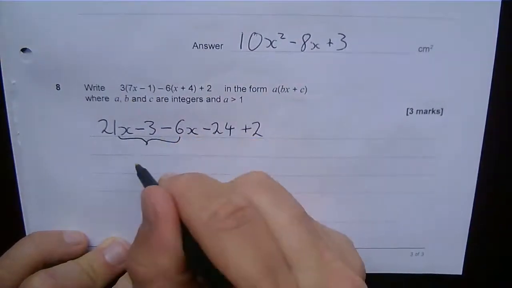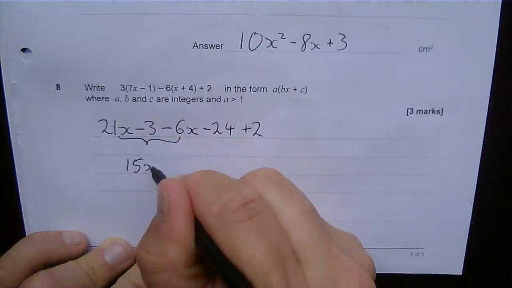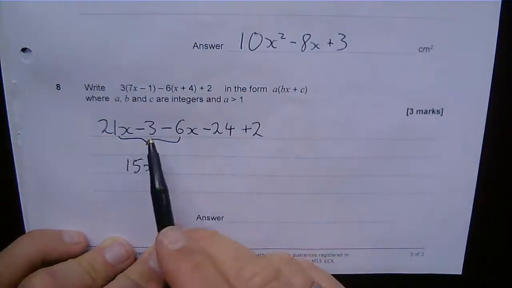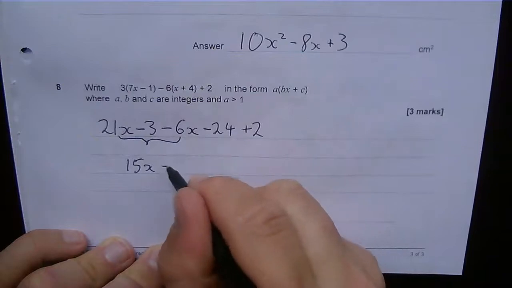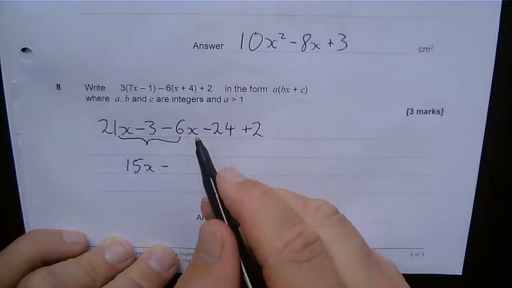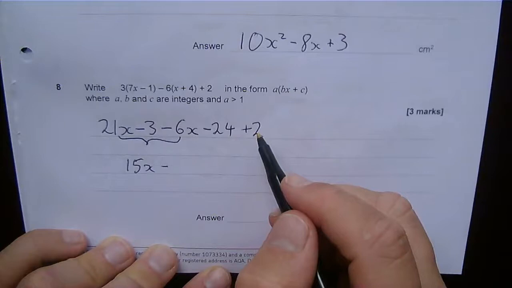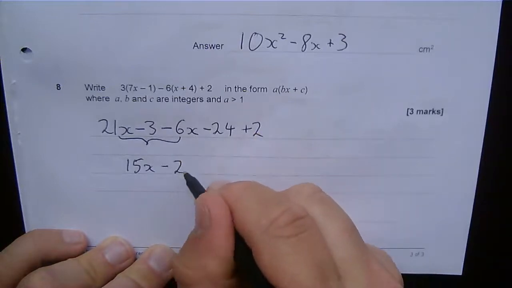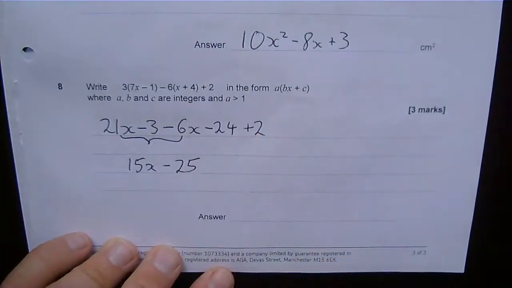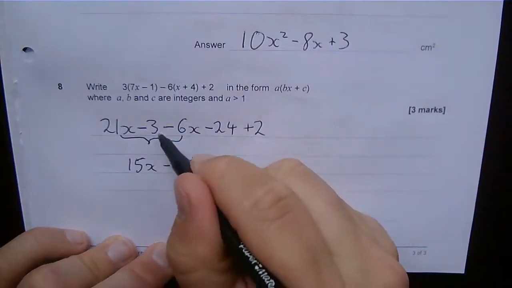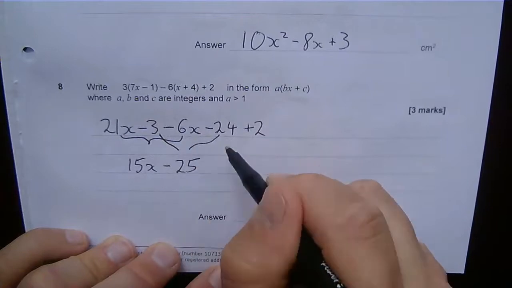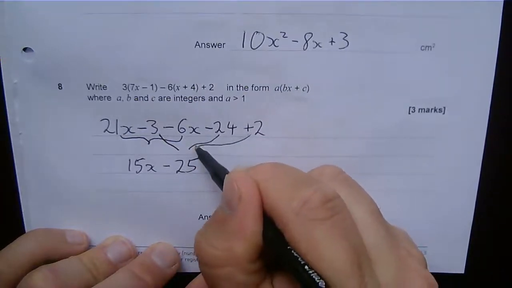Those two go together to give me 15 lots of x. Minus 3 take away 24 gives me minus 27. But then I need to add 2, so that gives me minus 25. This was more straightforward than it seemed initially. So minus 3 minus 24 plus 2, that gives me minus 25 altogether.